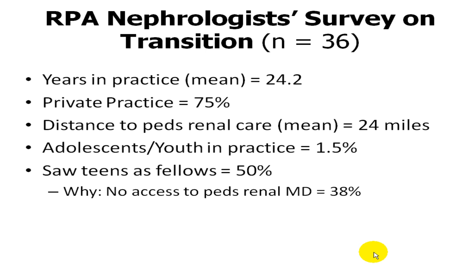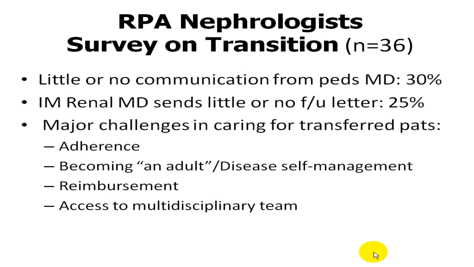They told me that they're about a mean of 24 miles from a pediatric nephrologist. They told me that about 1% of their patients are adolescents or young adults. And they told me that when they were training as fellows, they saw teens about 50% of the time. And why did they see teenagers? Because there was no access to a pediatric nephrologist.